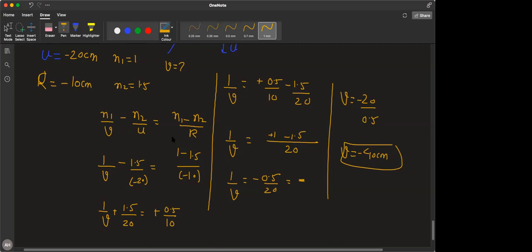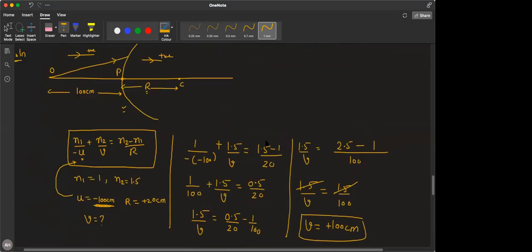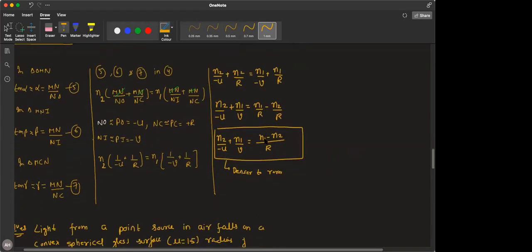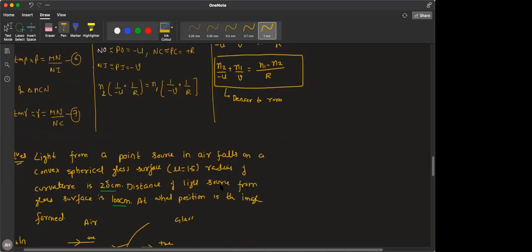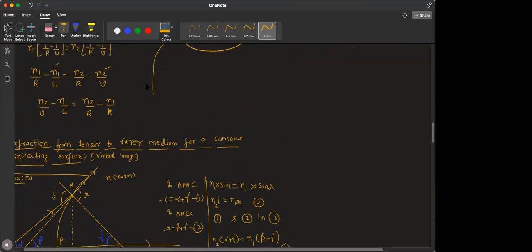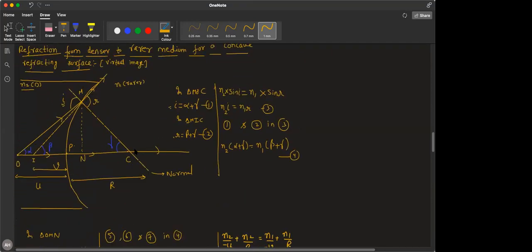It is minus 0.5, right? It should be 1.5 minus 1, right? No, it's always N1 minus N2. The refraction is from denser to rarer, not rarer to denser. N1 is always rare, N2 is always denser. So we did our derivation in a way that N1 is always a rarer medium and N2 is always a denser medium.